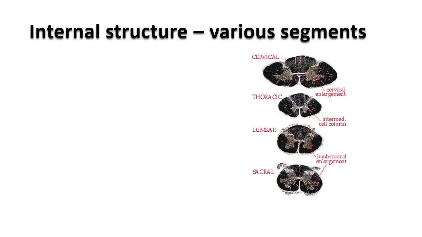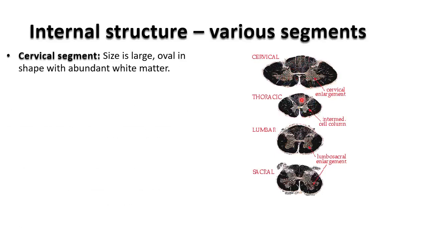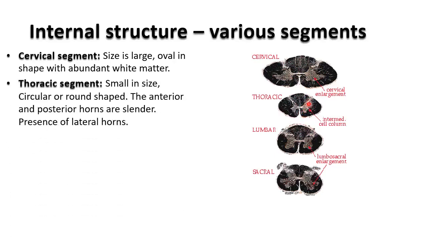So, with respect to the section, anywhere if you take a section, it has got an outer white matter and inner gray matter, but their disposition slightly varies with the various levels. If you look at the cervical level, the shape is somewhat oval, and large, and you see the extensive white matter and also the gray matter. With respect to the thoracic segments, it is small and round, and both the horns, dorsal and ventral horn, are actually slender. Mostly it is slender.